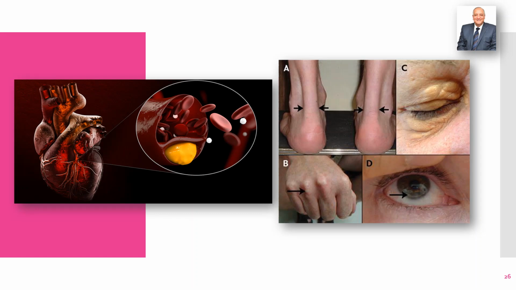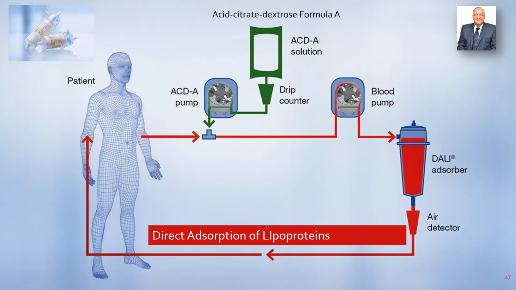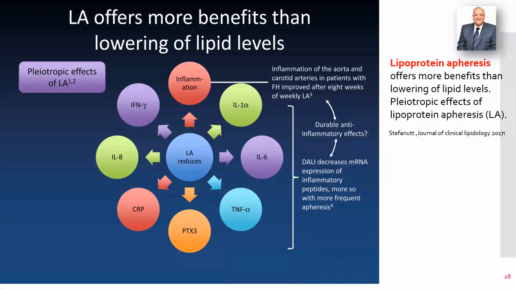Another example of selective apheresis is lipopheresis. Lipopheresis may be done using a specific device for adsorption or using a double filtration technique. Lipopheresis may also offer more benefits than only lowering lipid levels, through the pleiotropic effect of plasma separation and removal of many cytokines and inflammatory mediators.